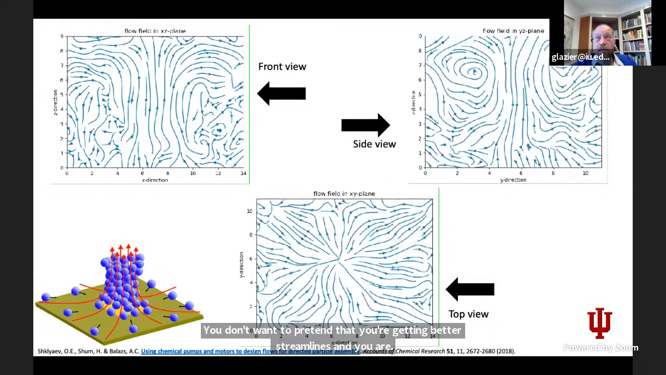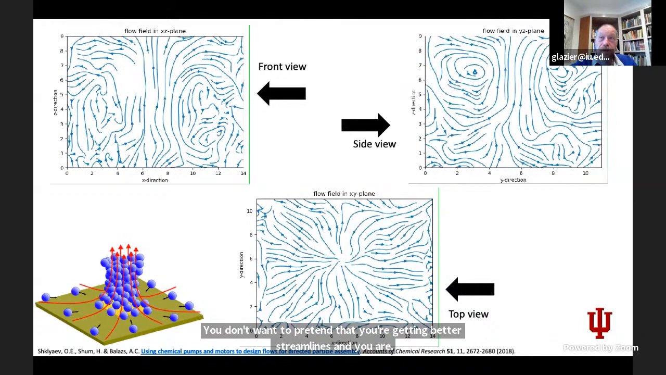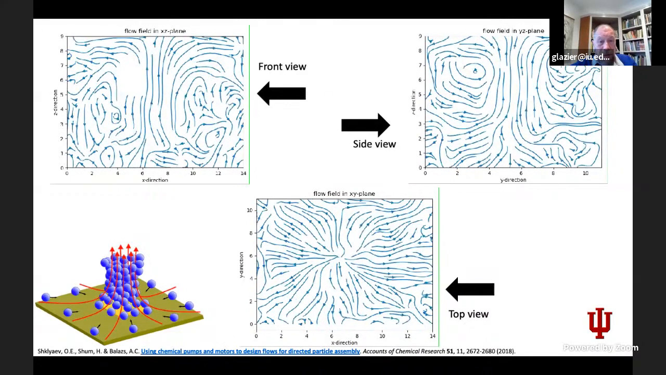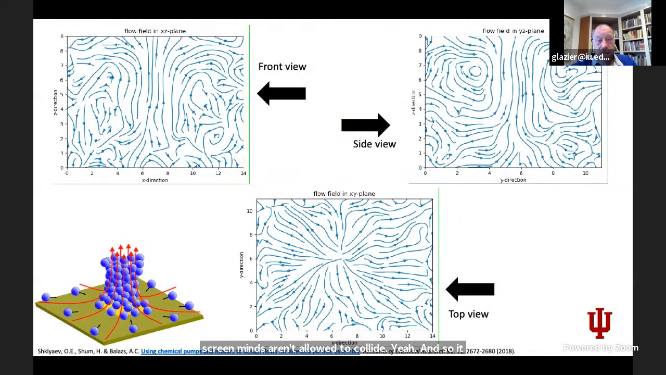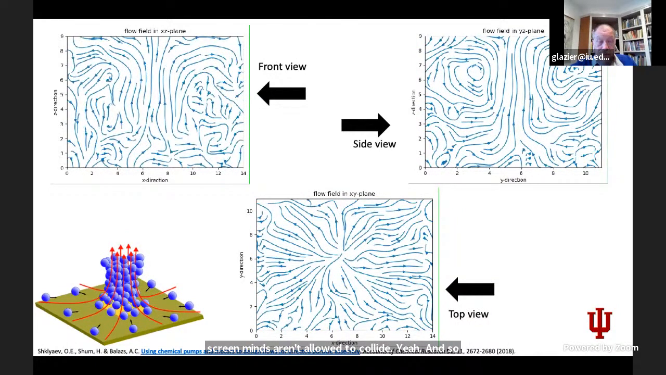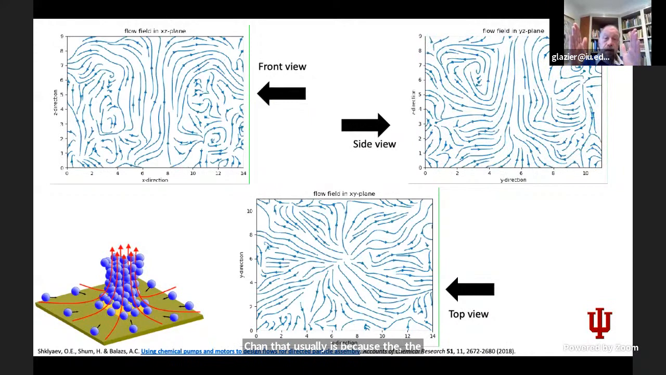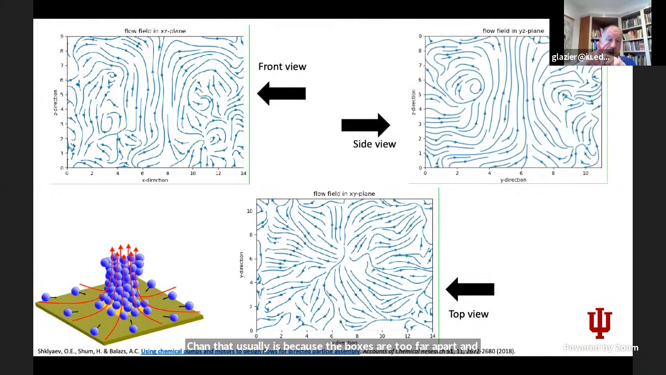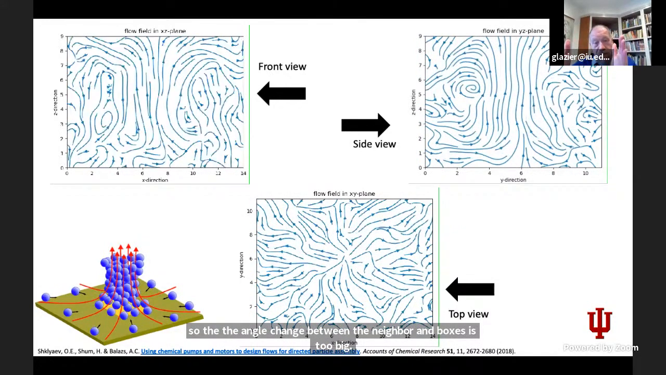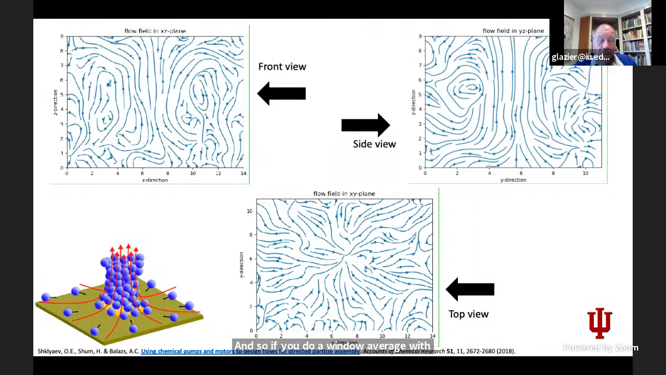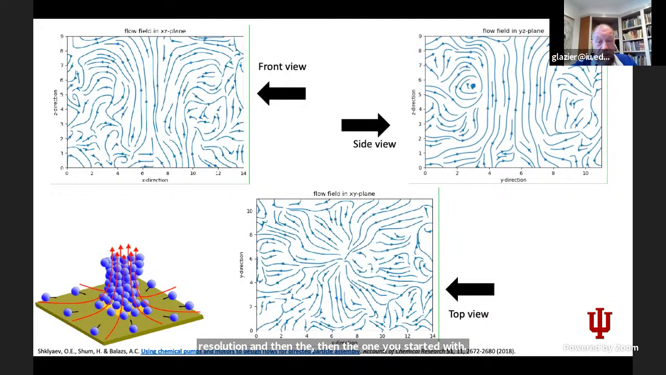But I think a lot of those short streamlines that are sort of random or colliding with each other, streamlines aren't allowed to collide. So that suggests that it's failing to do the inference. And that usually is because the boxes are too far apart, so the angle change between the neighboring boxes is too big. If you do a window average with a finer resolution than the one you started with, it'll slow down the plot, but it should fix that problem.